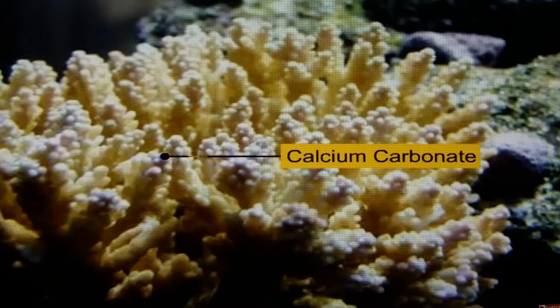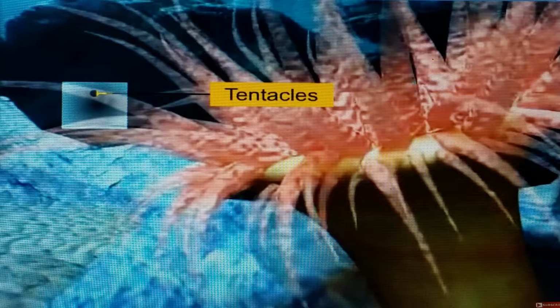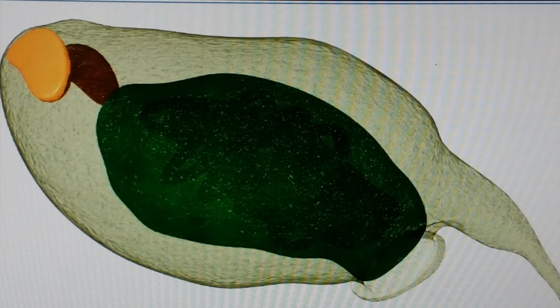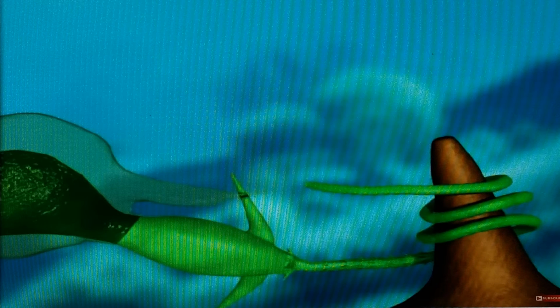Some coelenterates like corals have a cylindrical structure made up of calcium carbonate. Coelenterates have cnidoblasts on their tentacles. Hence, this phylum is known as Cnidaria. So this is the cnidoblast. Cnidoblasts are used for anchorage, defense, and to capture prey.